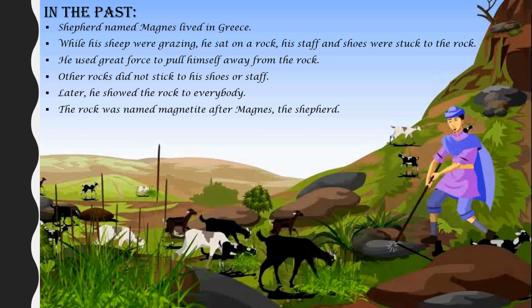However, other rocks did not stick to his shoes or staff. Later he showed the rock to everybody. The rock was named magnetite after Magnus the shepherd. Magnetite is a natural magnet. It is also possible that the name magnet came from Magnesia, the part of Greece where magnets were discovered.